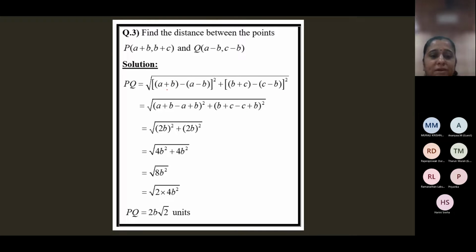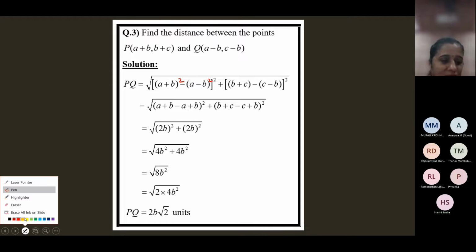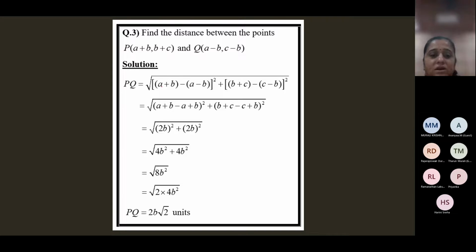And then, a plus b comes as it is. And this is the whole square, it's not a minus b square here, children. So you can open the brackets because it is not square here. It's the whole square. So you can simplify the brackets and then square it. So a plus b minus a plus b the whole square. This is b plus c minus c plus b whole square. So what happens here?